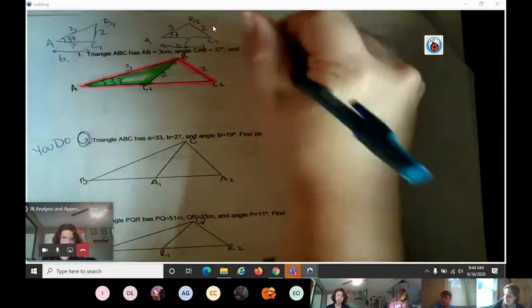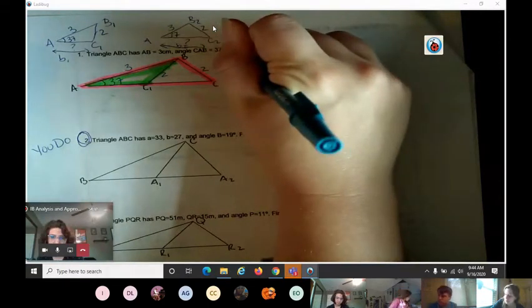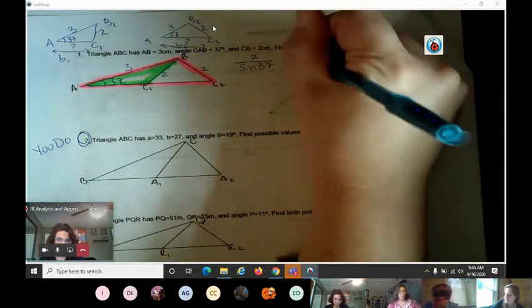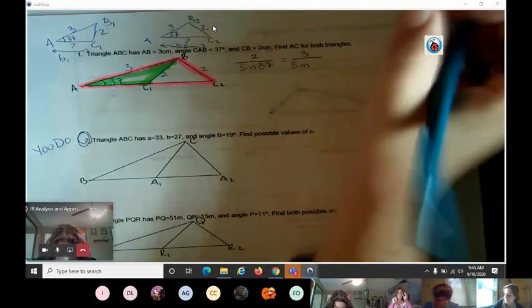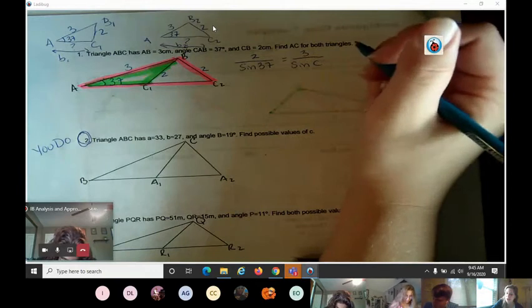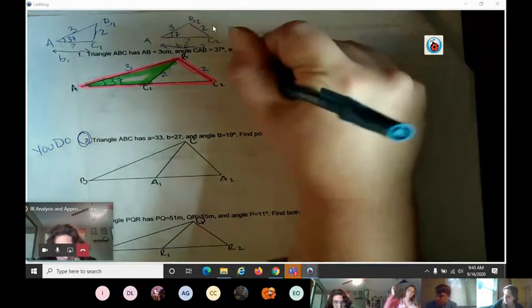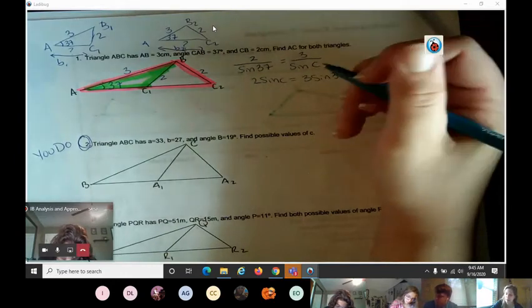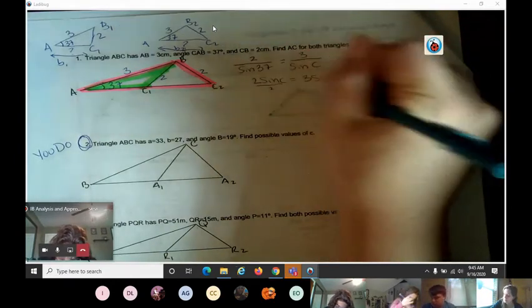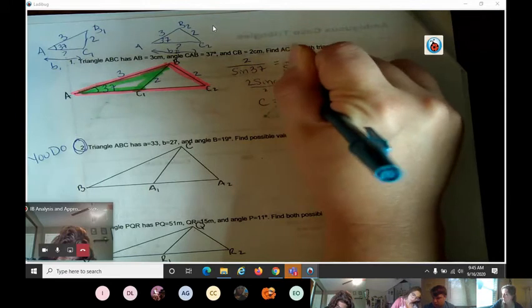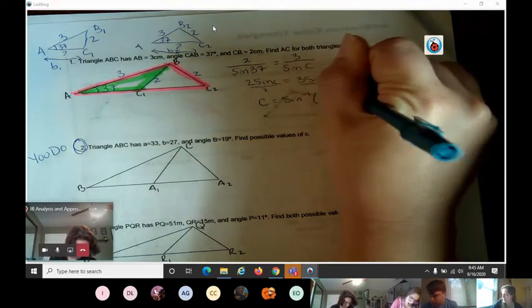So we're going to have 2 over the sine of 37. Those are my A side and angle equals 3 over the sine of C. Okay, and we need to solve that. So we should cross multiply first. So 2 sine C equals 3 sine of 37. And then I would divide by 2 on both sides. And then my C ends up being the sine inverse of 3 sine 37 over 2.